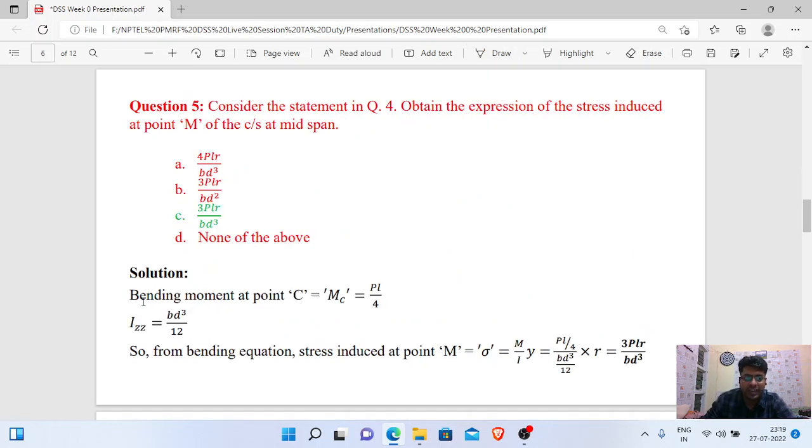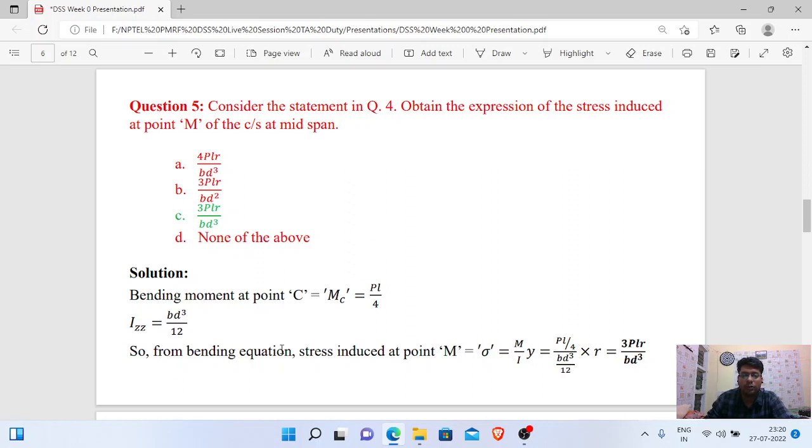First of all, we have calculated the bending moment at point C, which we represent as MC, and it is equal to PL upon 4. All of you from the strength of materials class know how to find the bending moment of a simply supported beam having a point load. And we already know that the moment of inertia of that rectangular section about the ZZ axis is BD cube upon 12.